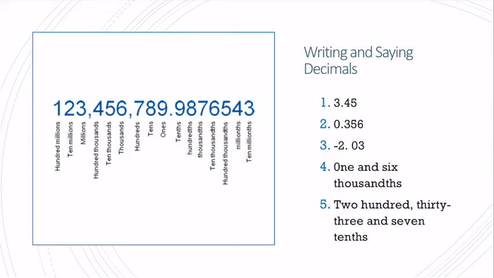So let's go ahead and say these decimals and write them. So this would be 3 and that "and" denotes the decimal. So this is 3 and 45 hundredths, right? We could say the last place out loud. This is 3 and 45 hundredths. Now I have just a decimal. I wouldn't say 0 and our decimal part.